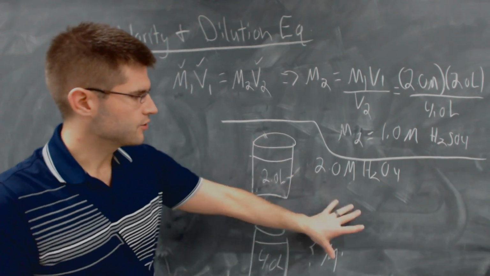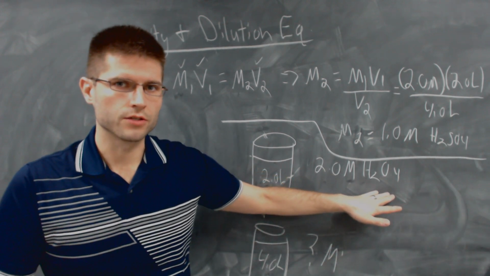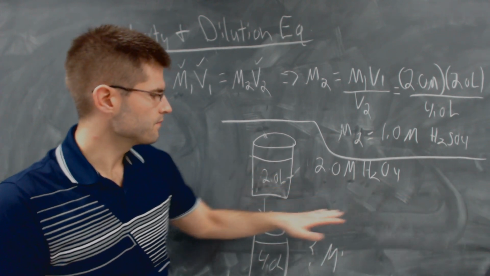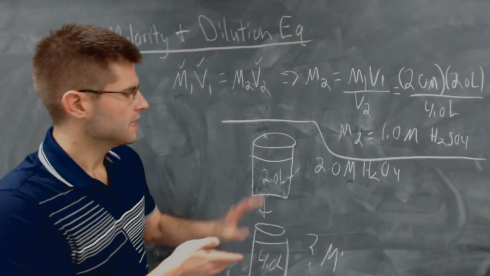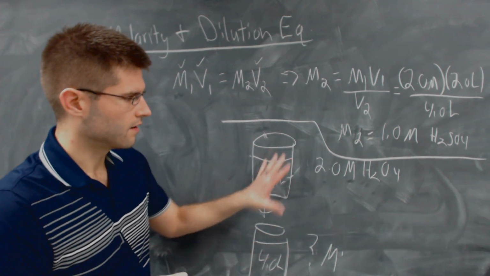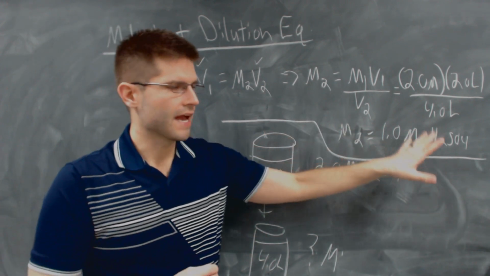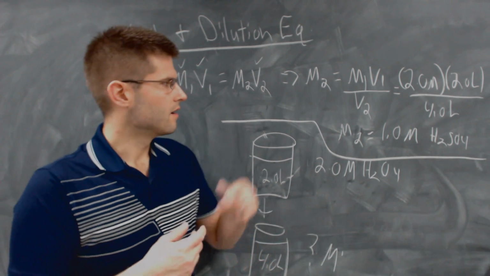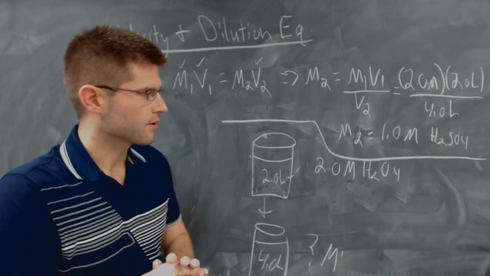So these two types of problems, calculating the molarity, which we can do by moles of solute per liter of solution, and calculating a secondary concentration or a secondary volume given initial and final starting points, we can use the dilution equation to calculate that secondary concentration or secondary volume. So we'll be doing a lot of these types of problems tomorrow in class.